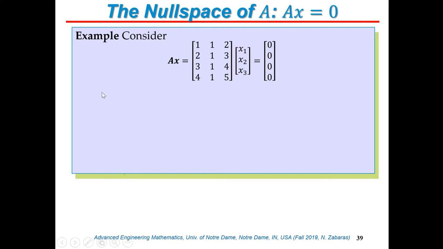So we have a system of equations, 4 by 3. This is the null space problem, so we're looking for vectors x1, x2, x3 so that A times x equals 0. And immediately observe that the third column of the matrix is the sum of the first two columns. So immediately you see that the obvious solution to the null space problem is 1, 1, minus 1, all right?